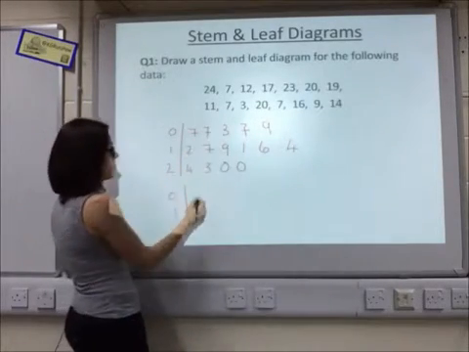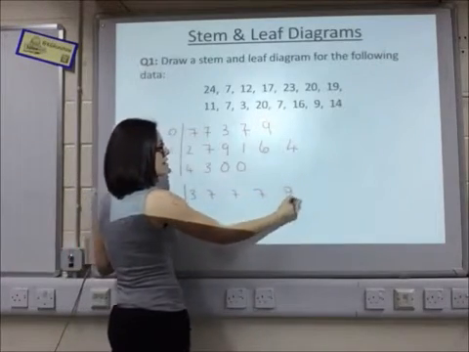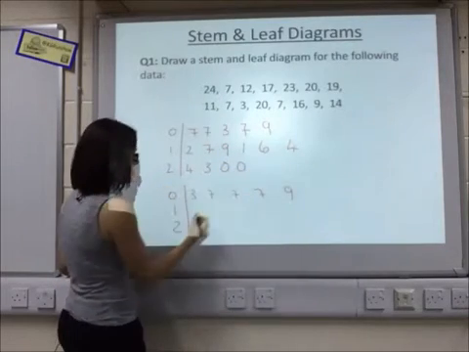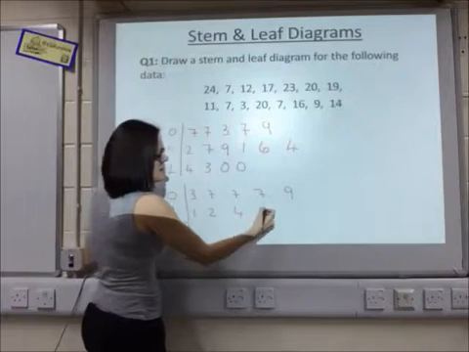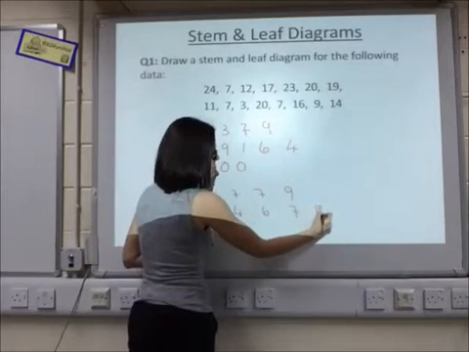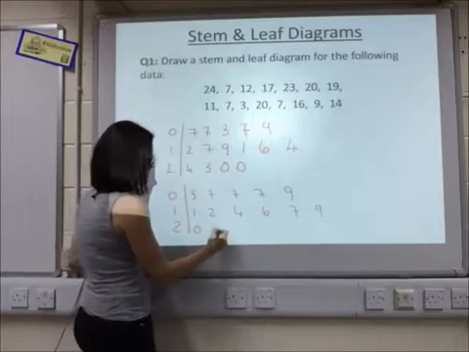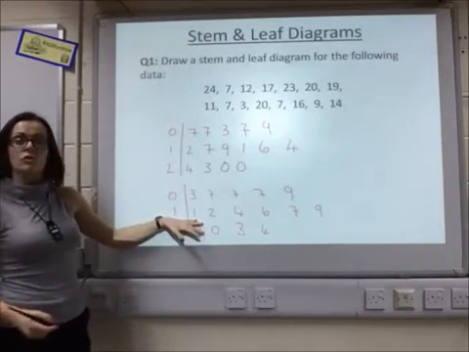So I've got 3, 7, 7, 7, 9 for my first row. I've got 1, 2, 4, 6, 7, 9 on my second row. And I've got 0, 0, 3, 4 on the bottom. So there's a not ordered one, there's an ordered one.